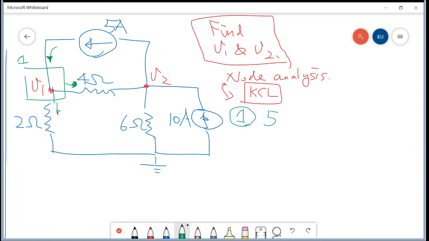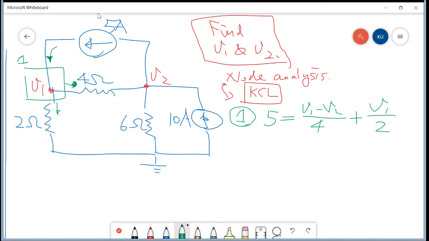5A is going in, and we assume this current is going out, and this one is going out. The current going out should be the first one, V1 minus V2 over 4. And then this one, V1 minus 0, since this is ground, so plus V1 over 2. Okay, very simple. This current equals this current plus this current.